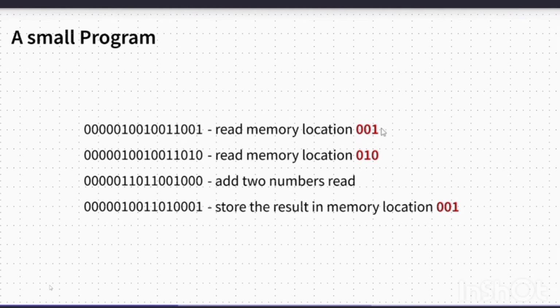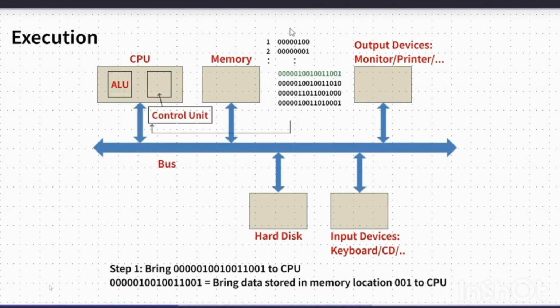So this location is 001 and this location is 010, and the rest of the part has certain values stored in it. And this is the function that adds the two numbers, and the result is stored in the memory location 001. The first value is 4 and the second one is 1.